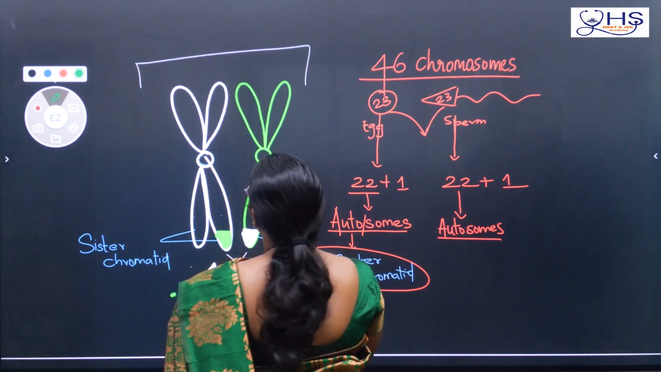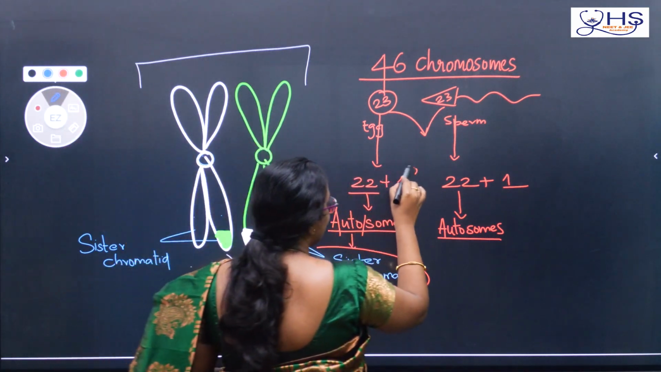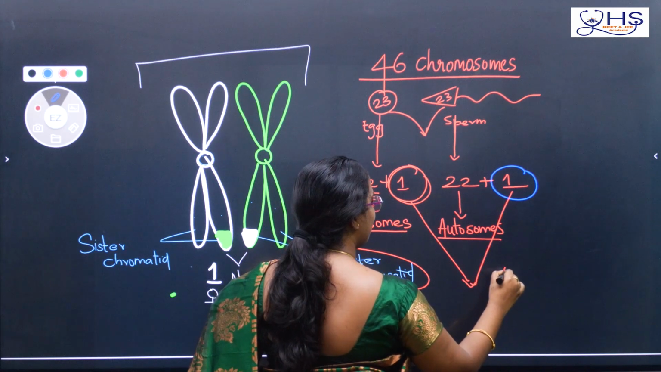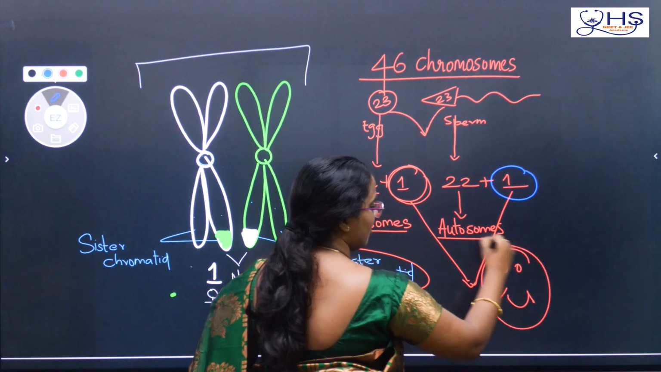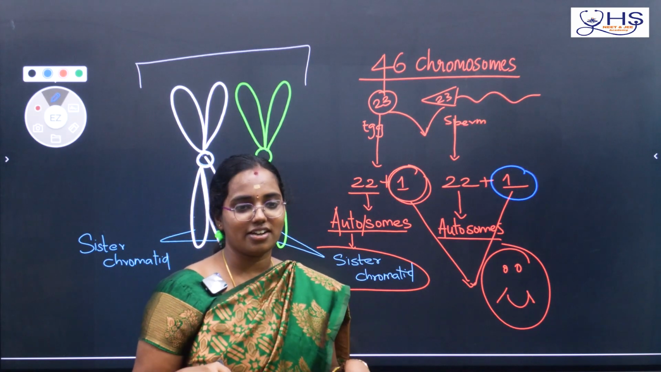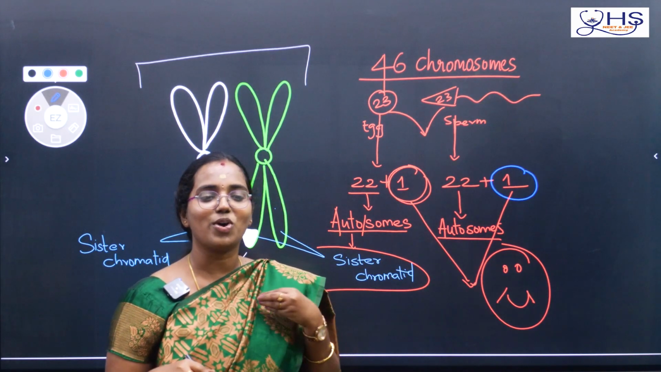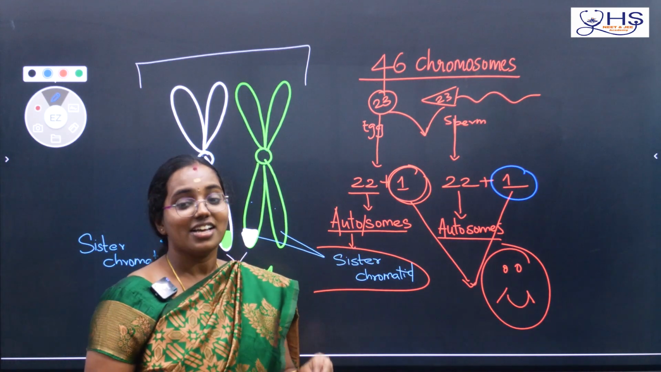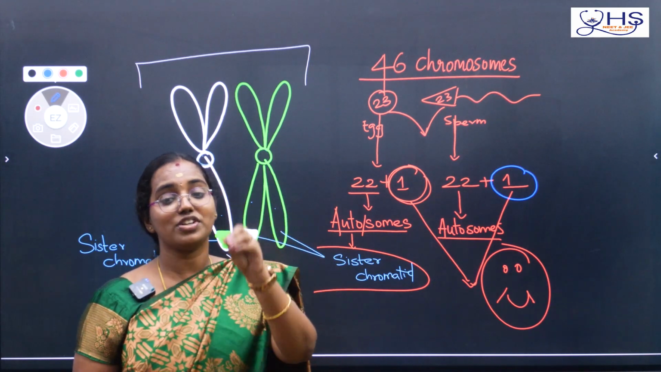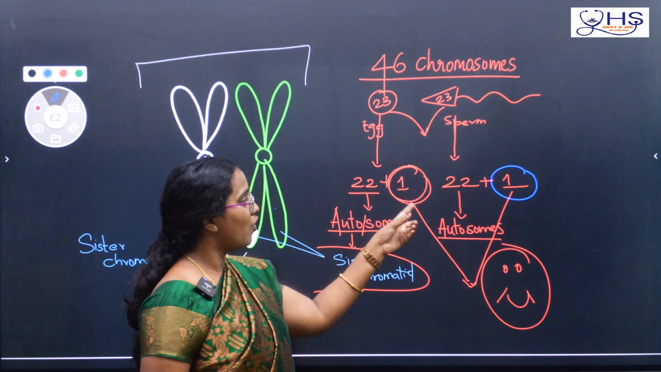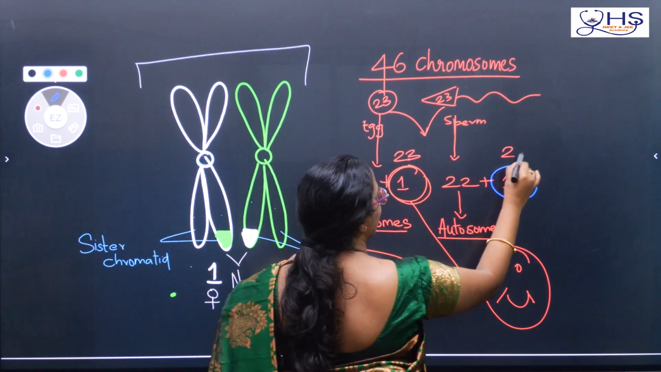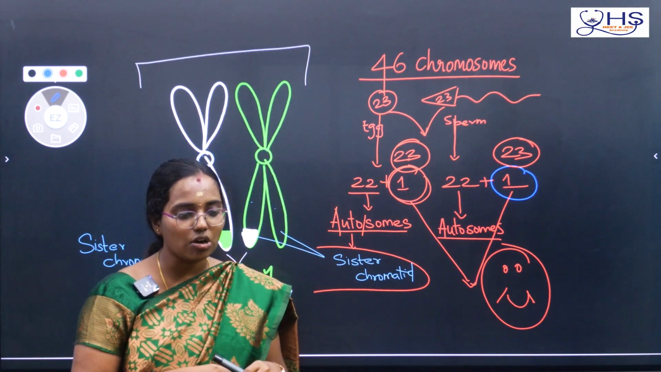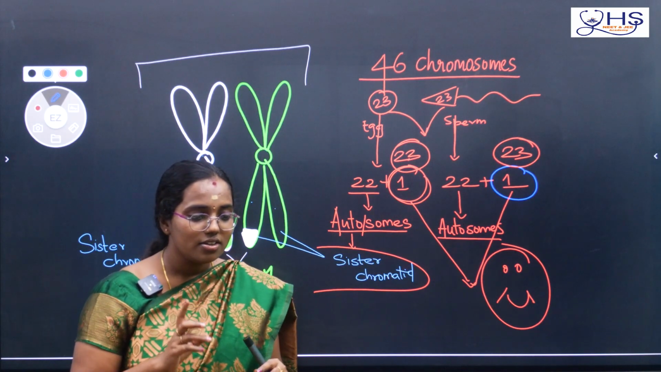Next, this 1 chromosome, we should not take this lightly. This only brings a smile on the parents' face. Yes or no? Some parents wish, I want a girl child. Many parents wish, I want a boy child. That girl or boy, the sex of the child, is decided by this 23rd chromosome. This is called the 23rd chromosome. Now this chromosome is called the sex chromosome, not the sex cell. This is called the sex chromosome.